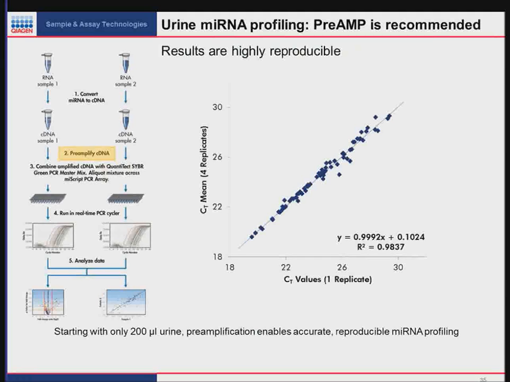Urine, we do a mandatory preamplification. Again, we're only using 20 microliters of urine for this profile. This is just an example of 2 independent experiments on the same volunteer, and you can see that the results are very reproducible. And we see a lot of microRNAs.